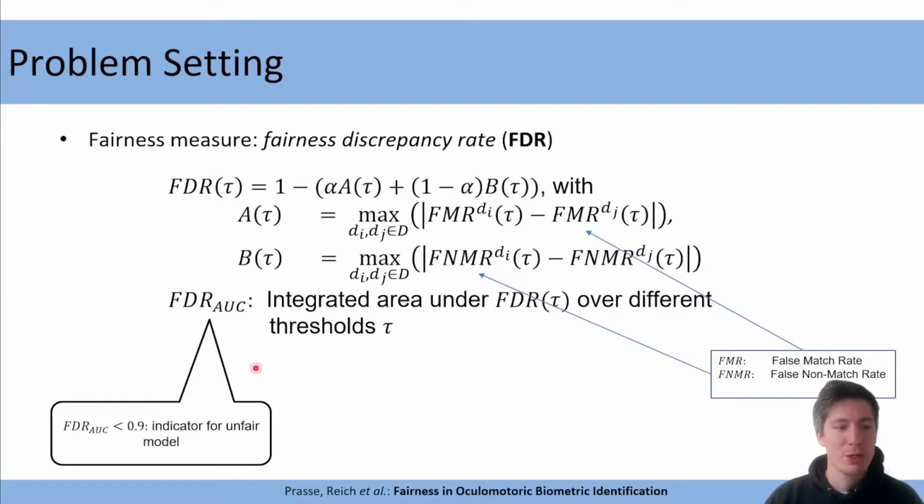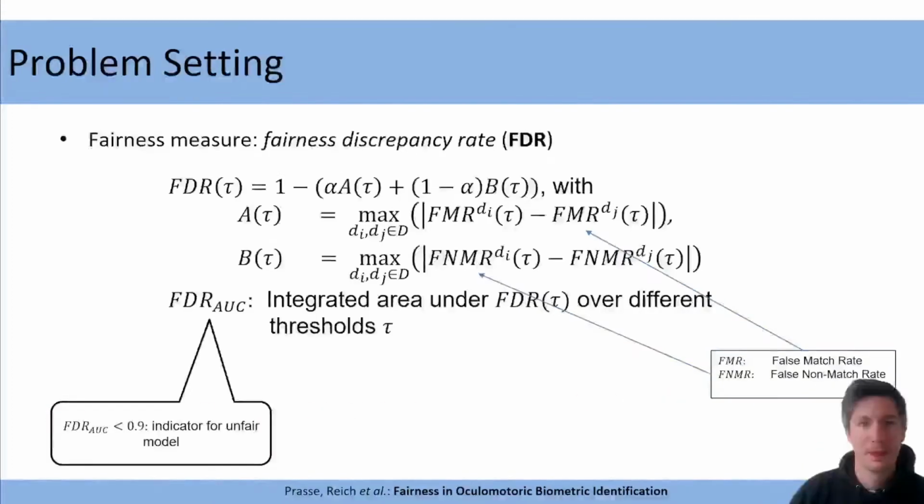To have just one measure, which is independent of the threshold tau, we use the FDR AUC, which is the integrated area under the FDR curve, and an indicator, also referring to prior literature, of unfair models is an FDR AUC of below 0.9. We will now introduce the models that we will investigate.